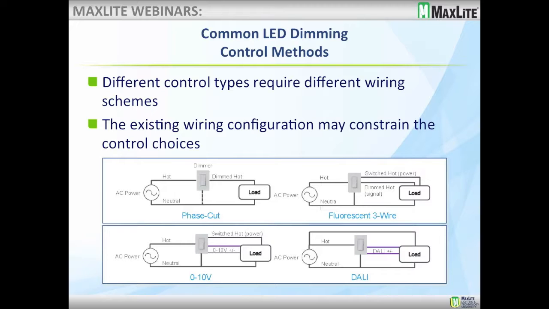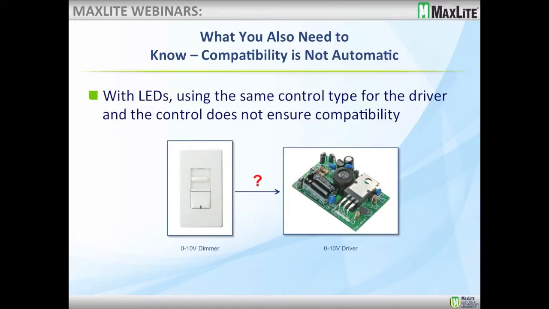And I'm just showing fluorescent 3-wire and Dolly there to show that there are even other types of wiring configurations that you might need if you find yourself faced with a fluorescent 3-wire dimmer or a Dolly dimmer or something like that. So use the same control type for the driver, but unfortunately that doesn't even ensure compatibility. This goes back to my comment before: there's a million drivers out there, and there's even a million different 0 to 10 volt drivers out there.